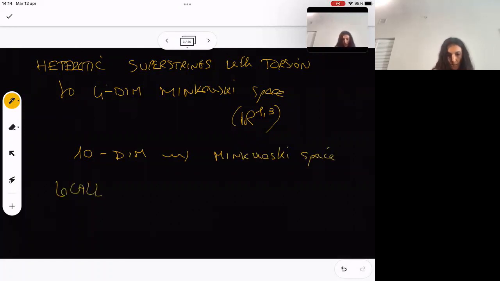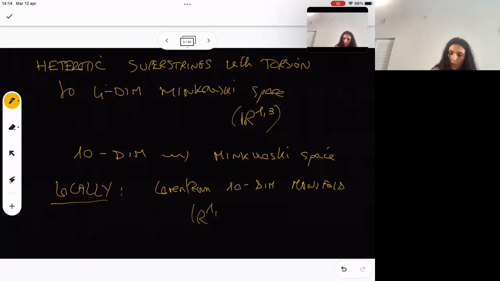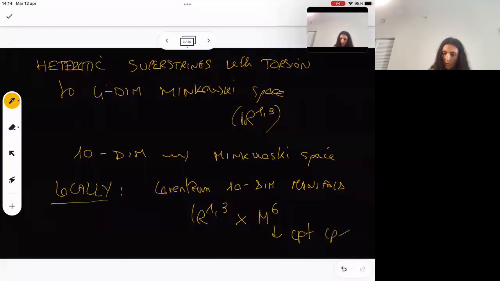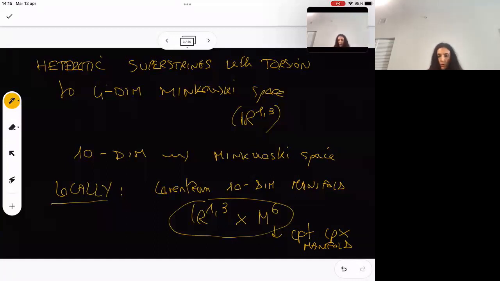So the idea is that locally we will have a Lorentzian ten-dimensional manifold, which is a product of R^{1,3} cross M6. M6 will be a compact complex manifold, and in fact it will have a special type of SU(3) structure that we will describe in a moment. So the geometric objects that we have are this ten-dimensional Lorentzian manifold, which is locally a product, and also a gauge bundle, in fact holomorphic, a bundle E on M6, and so the gauge connection also.